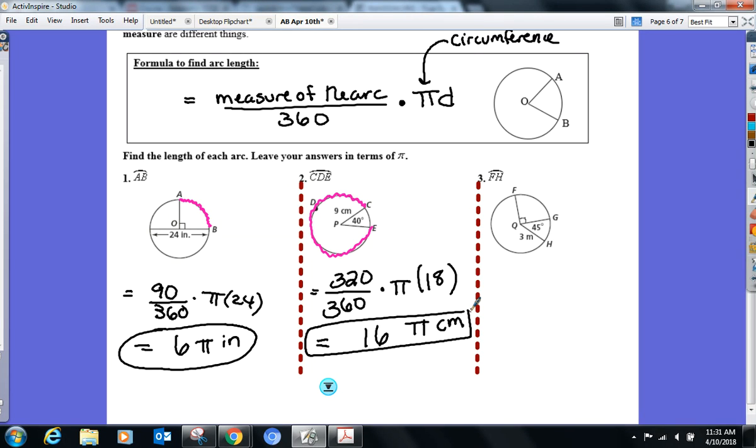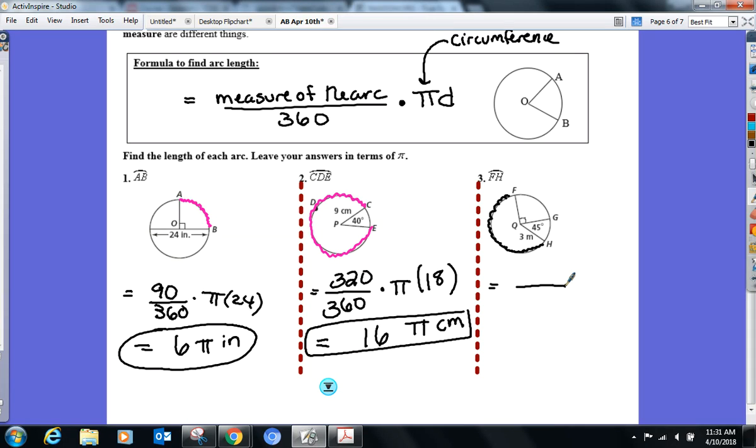For number 3, do you know which one we're looking for? FH. Right from F to H, no stops in between. If I wanted the other one, I'd call it FGH. So right here, F to H. Whew, all right, getting tricky now.